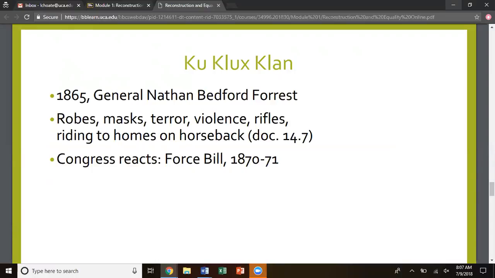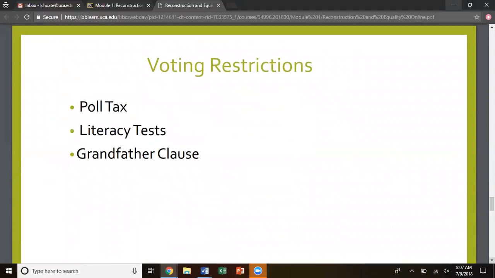At first, it's a society of men who want to experience nostalgia and talk about the quote-unquote good old days of the South. But it's going to become very violent, where its members are going to begin wearing hooded robes, masks. They use terror and violence, and guns, come riding into homes on horsebacks in order to terrorize Black citizens who are not fitting into the new system of oppression, the Jim Crow system in the South. For more information on that, you can look at document 14.7. Congress will attempt to react by saying, with the force bill, okay, you can't do that kind of thing, but that kind of legislation is not always that effective.